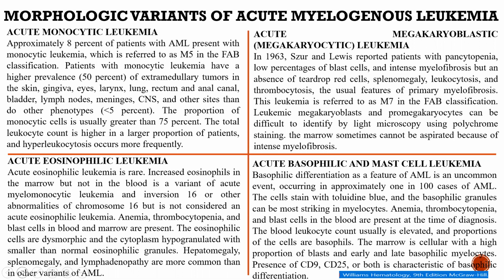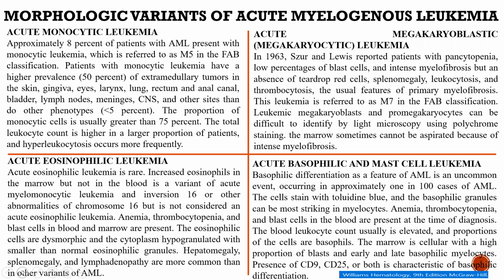Acute eosinophilic leukemia is rare. Increased eosinophils in the marrow, but not in the blood, is a variant of acute myelomonocytic leukemia with inversion of chromosome 16 and other abnormalities of chromosome 16, but is not considered acute eosinophilic leukemia. Anemia, thrombocytopenia, and blast cells in the blood and marrow are present. Eosinophilic cells are dysmorphic, and the cytoplasm is hypergranulated with smaller than normal eosinophilic granules. Hepatomegaly, splenomegaly, and lymphadenopathy are more common than in other variants of myeloid leukemia in total.